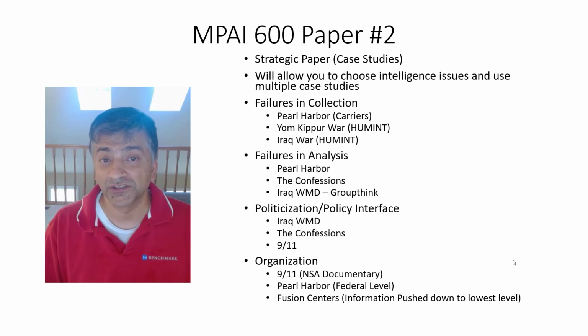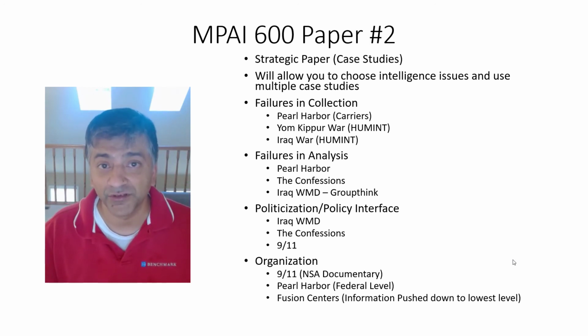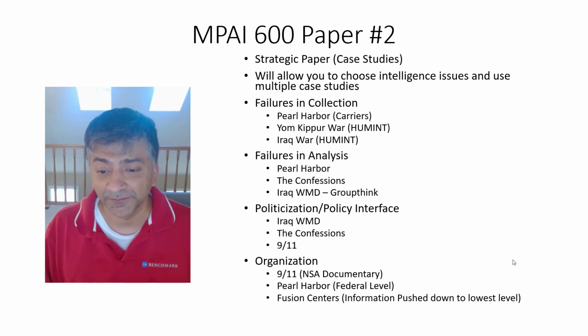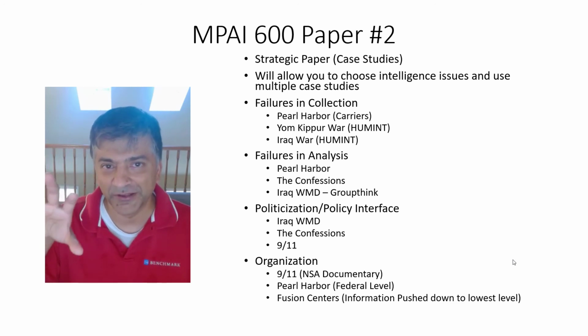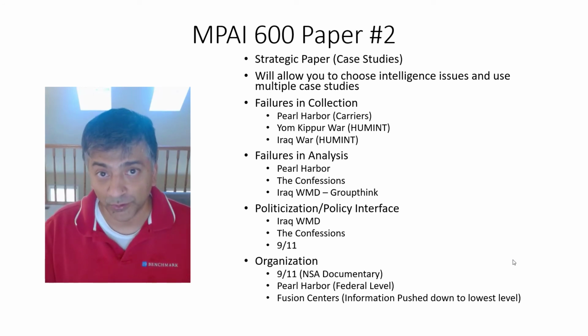And then finally, organizational failures. 9/11, the NSA documentary brings it up, that there was information at the highest points of our government, but it wasn't disseminated down to people that could actually do something about it. The Pearl Harbor case study. Again, the families of Kimmel and Short have brought up that information was collected at the federal level, at the organizational points, but it was not disseminated down to the commanders on the ground that could actually make a difference.